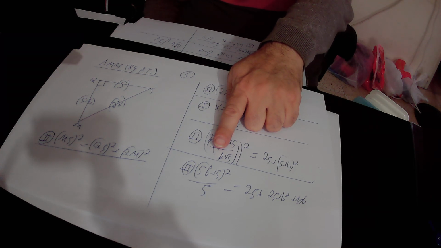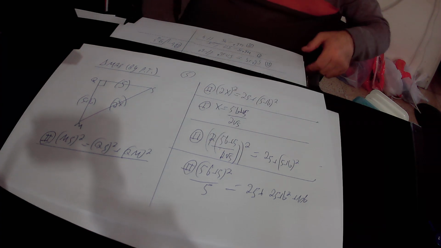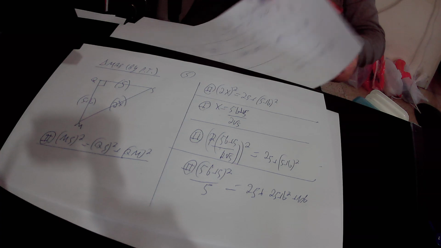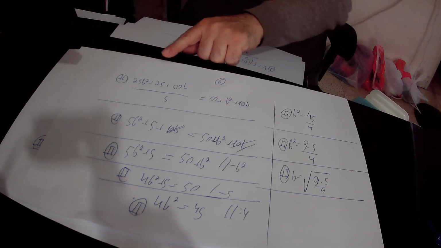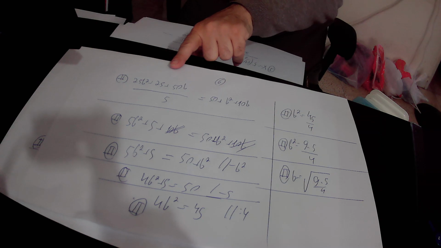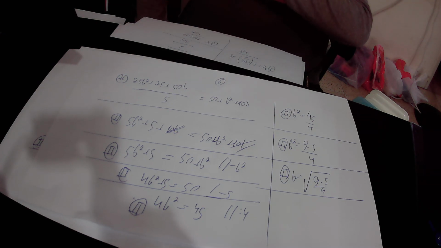Then we open the brackets on this side of equation number 2 and find that (5b plus 5) squared equals (5b) squared, that is 25b squared, plus 5 squared, that is 25, plus 2 times 5b times 5, that is 50b. So this expression on this side of equation number 2 in total equals 25b squared plus 25 plus 50b, all divided by 5.